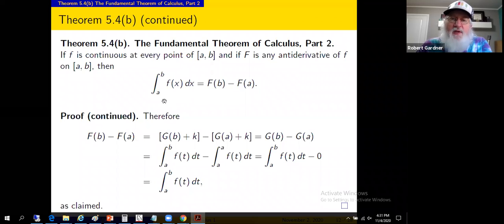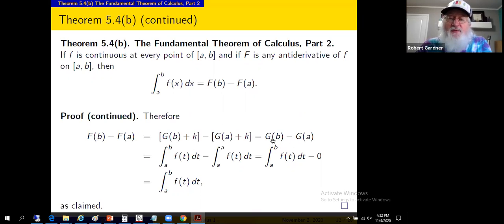All right, so if we look at capital F of b minus capital F of a, that's supposed to be the value of the integral. Well, we had the relationship, capital F of x equaled capital G of x plus k. So capital F of b is G of b plus k. Capital F of a is G of a plus k. Bracket things off here. The k's cancel. That gives you G of b minus G of a, just arithmetic.